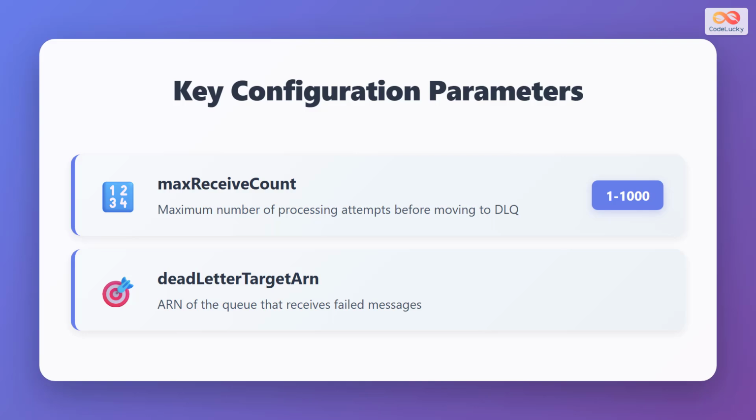Two key parameters control dead letter queue behavior. The first is maxReceiveCount, which defines the maximum number of processing attempts before a message is moved to the DLQ. You can set this value anywhere from 1 to 1,000, depending on your retry strategy. The second parameter is deadLetterTargetArn, which is the Amazon resource name of the queue that will receive the failed messages. These two settings work together to create a robust failure handling mechanism.